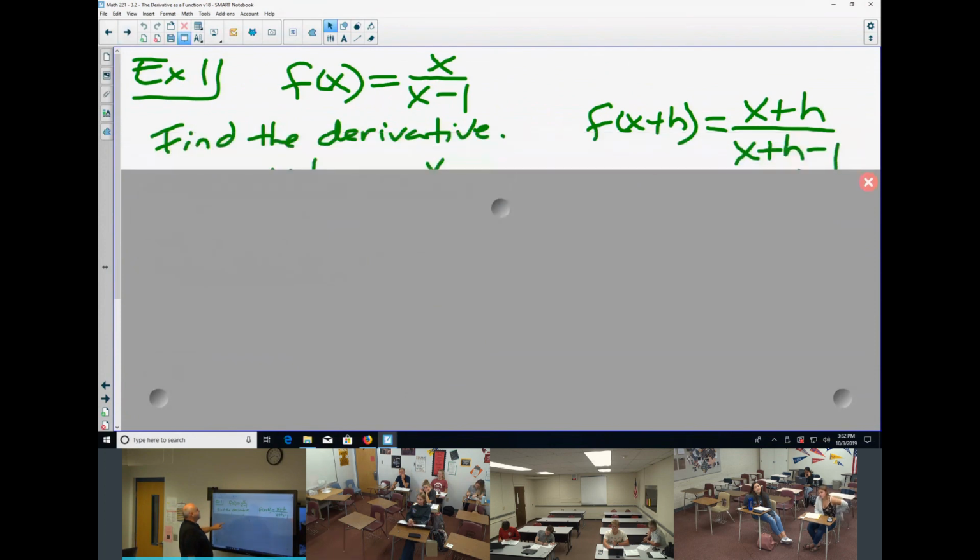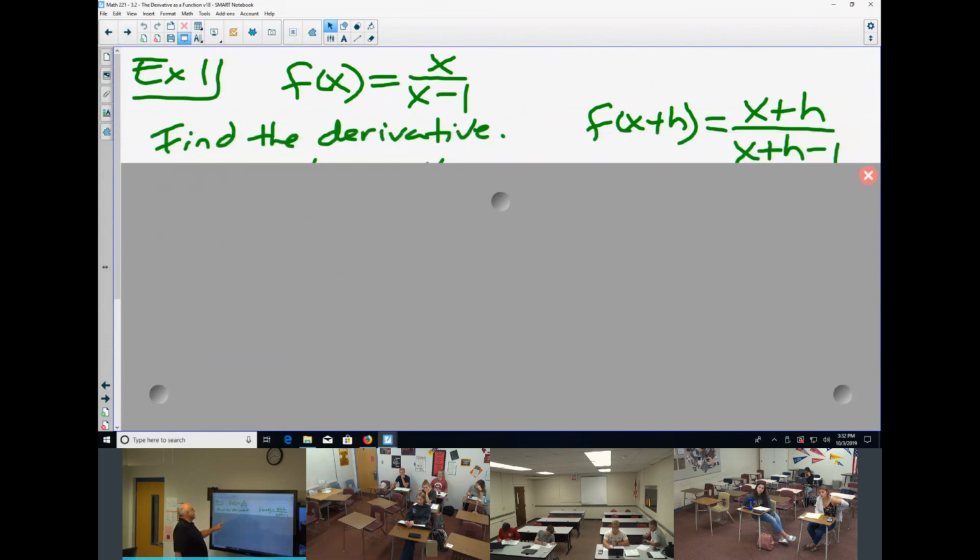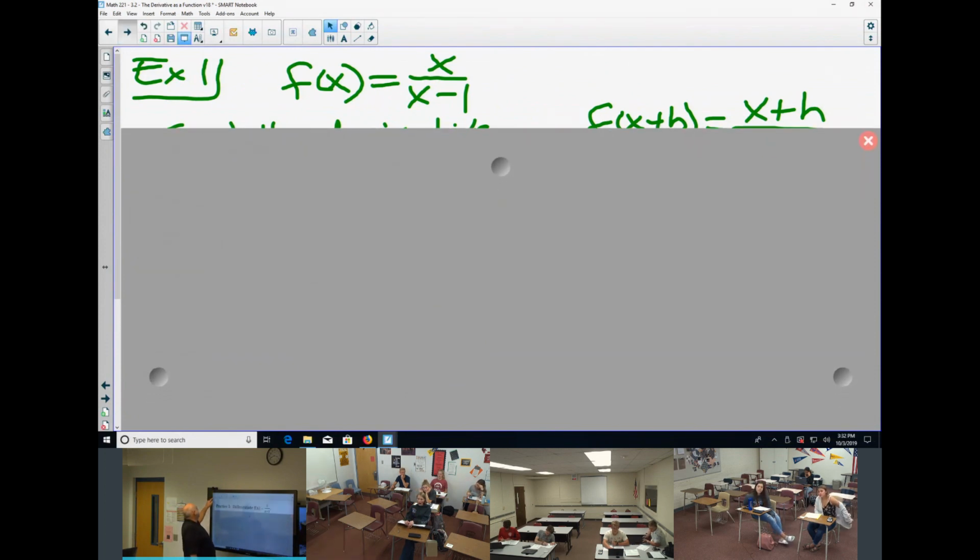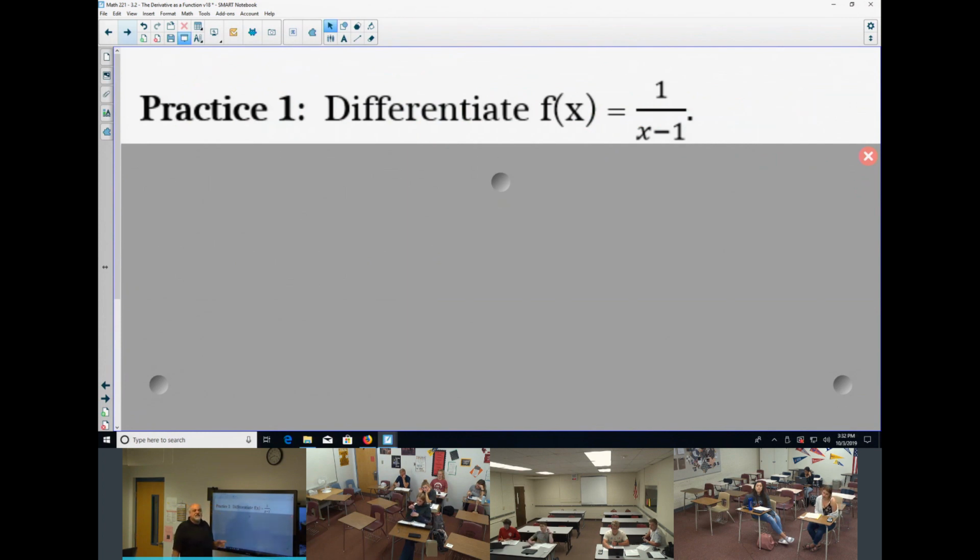All right. So, actually, let's just go to this one. It says differentiate. So doing the same thing that we just did in 3.1, see if you can do the limit as h approaches 0 of f of x plus h minus f of x all over h. See if you can do it for this one.